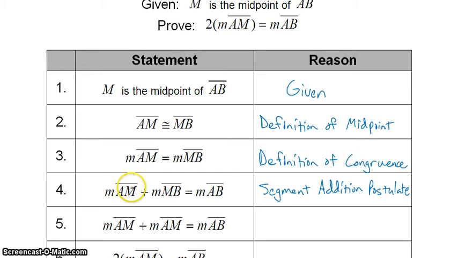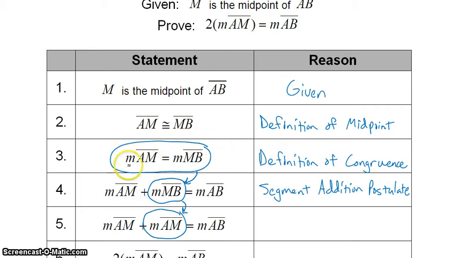Well, I find out what's changed. AM is the same, the plus is the same, the equals is the same, AB is the same. The one thing that has changed is the measure of MB has turned into the measure of AM. Well, can I make that change? If I look back at statement number 3, it told me that the measure of AM equals the measure of MB. Any time that I see the measure of MB, I can replace it with AM.